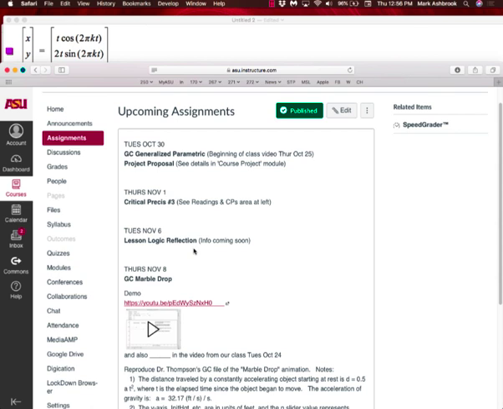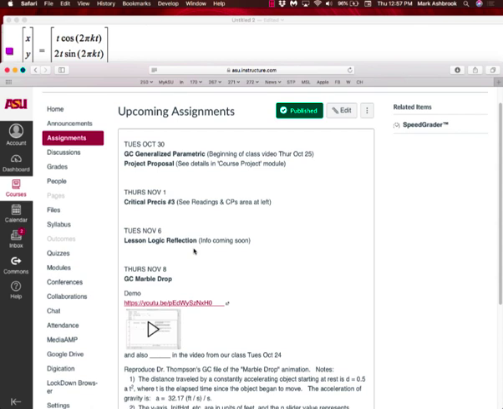So I'm going to provide you with one, and you're going to dig into it and dissect it and answer some questions about it. That will help you know exactly what I'm expecting in your project when it comes for you to write the lesson logic. So that's the following Tuesday. And then Thursday the 8th is the next major GC assignment, which is the GC marble drop.